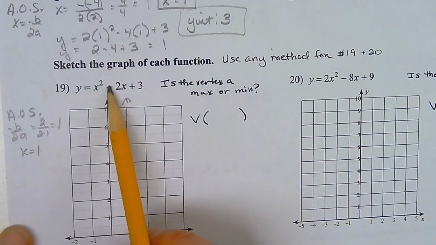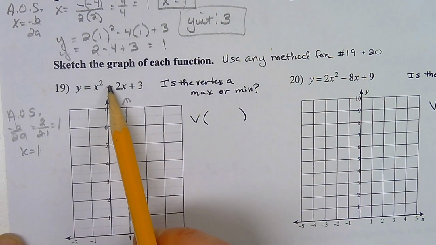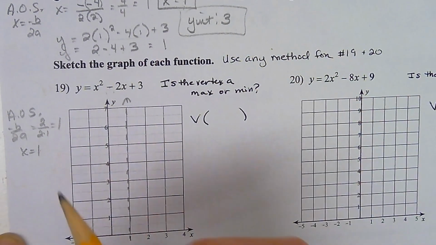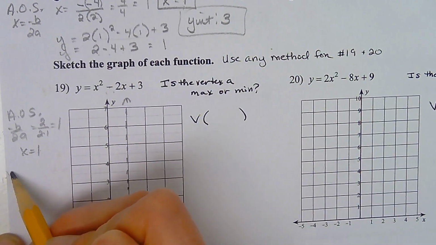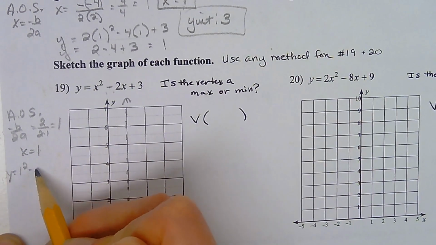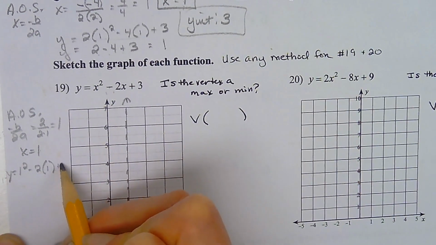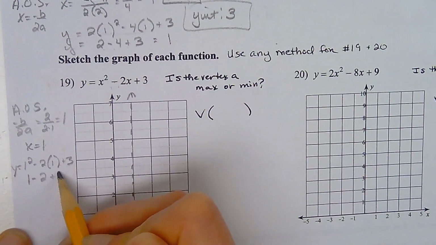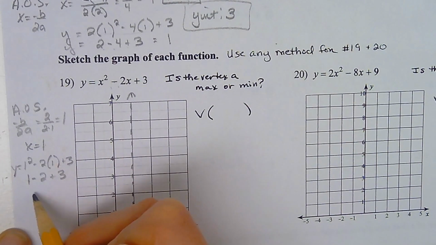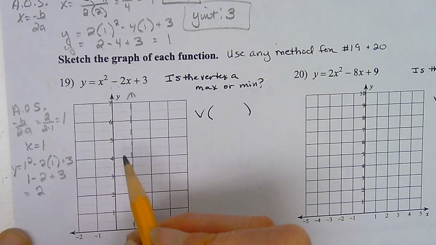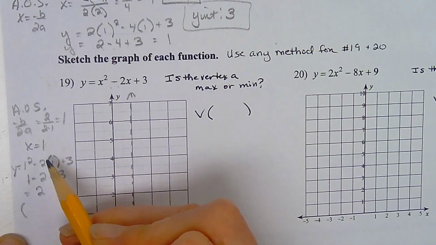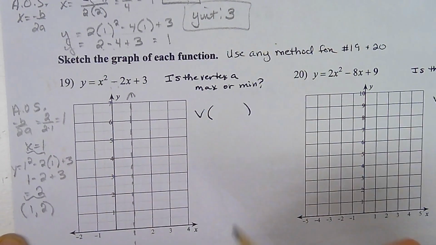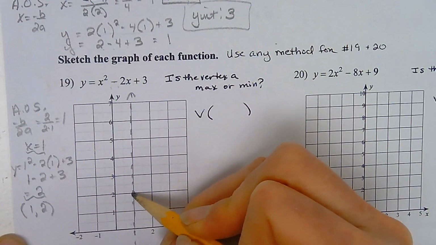Now I'll put that value into the equation to get the y value for the vertex. We know the vertex is on here somewhere. Let's put 1 in and get the y value. So y equals 1 squared minus 2 times 1 plus 3. Well, that's 1 minus 2 plus 3. That's negative 1 plus 3, which is positive 2. So my x value is 1 and my y value is 2. The vertex is at 1, 2.